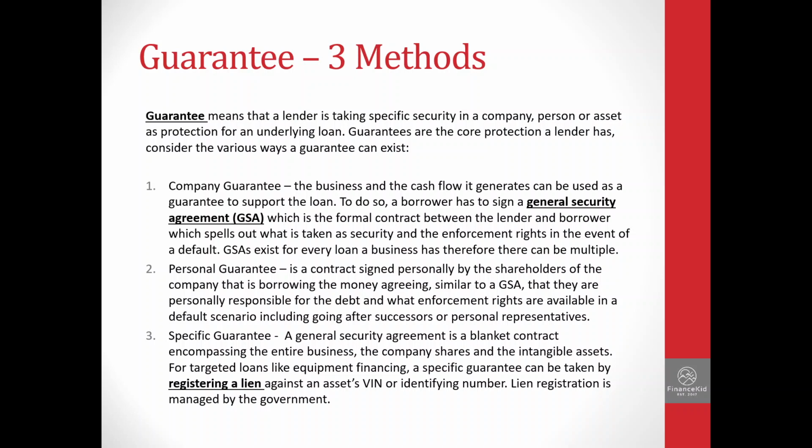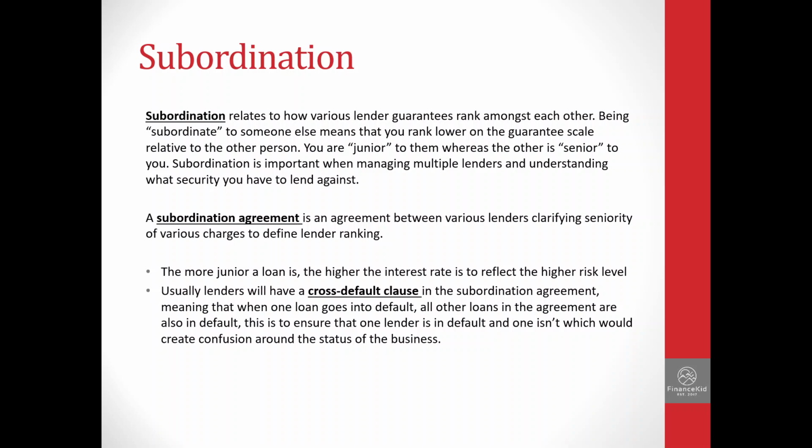I would say the most common is a company GSA, signed company wide. But for just general specific asset lending, instead of signing a GSA and getting all mixed in with all other loans, you can just register against a specific asset and be very targeted in your guarantee. Now, in addition to guarantee, the next word that usually comes up in conversation is subordination.